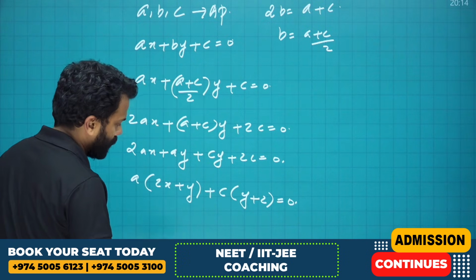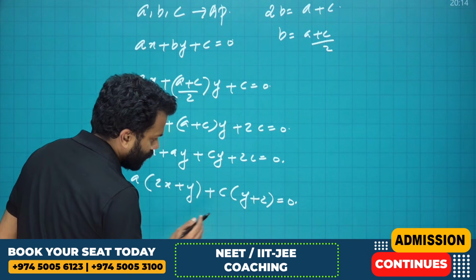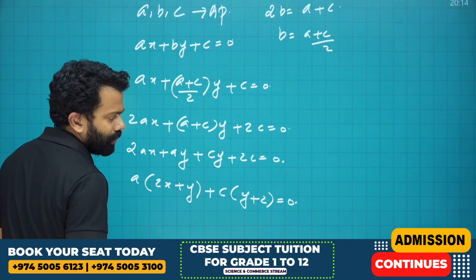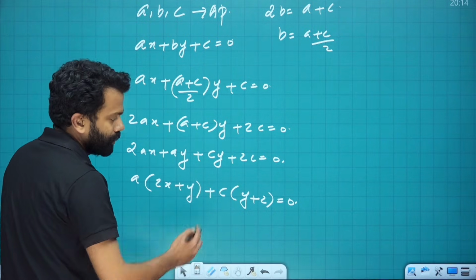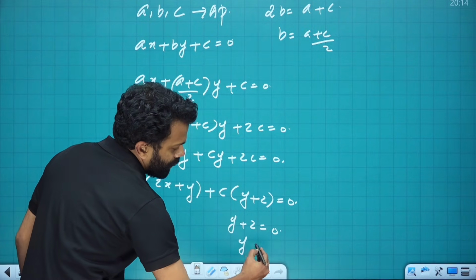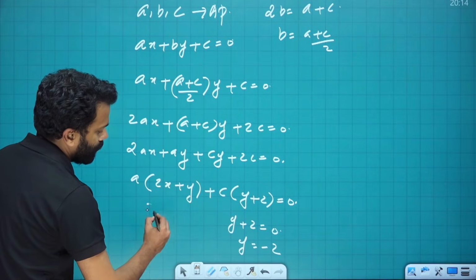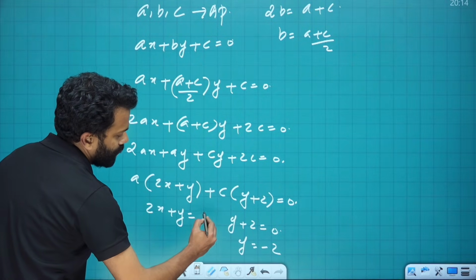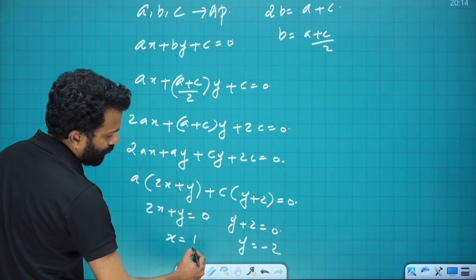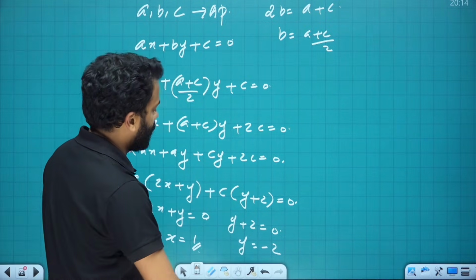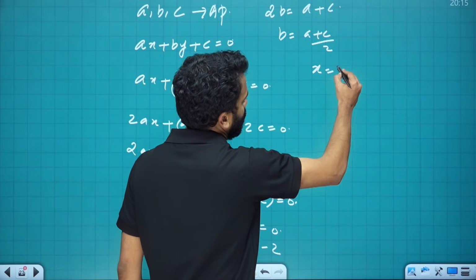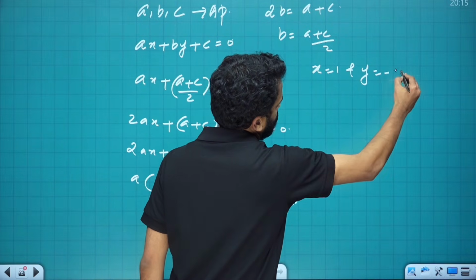And we know how to solve this. Since each part of this equation is equal to 0, each part should be equal to 0. That is y plus 2 is equal to 0, and y is equal to minus 2. And here 2x plus y is equal to 0. If you substitute y is equal to minus 2, you will get x is equal to 1. So, the values of x and y for which the lines are concurrent are x is equal to 1 and y is equal to minus 2.